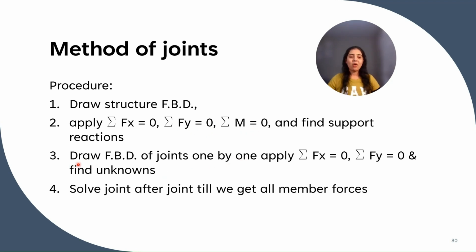Then, we have to draw the FBD of joints one by one. We have to take a single joint into account and show all the forces acting at that joint. In the problem, you will see that these forces are concurrent forces, so you will need only two equations of equilibrium: summation of Fx and summation of Fy equal to 0. Then we find the unknowns. The important step is to solve joint after joint till we get all the member forces.